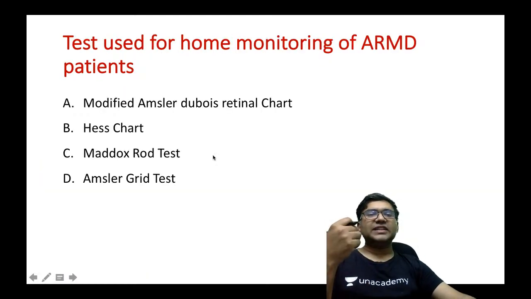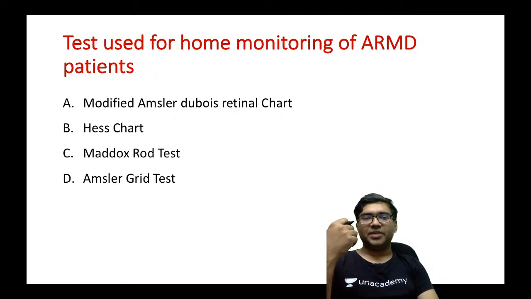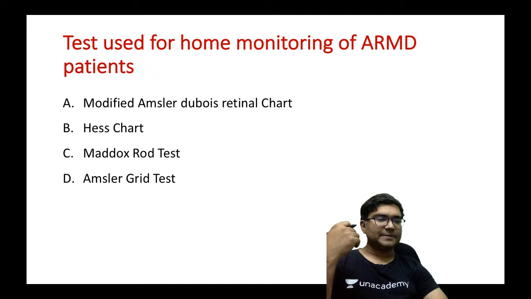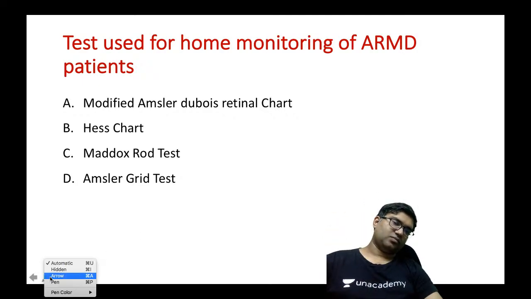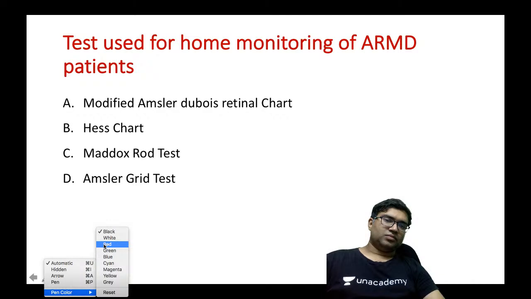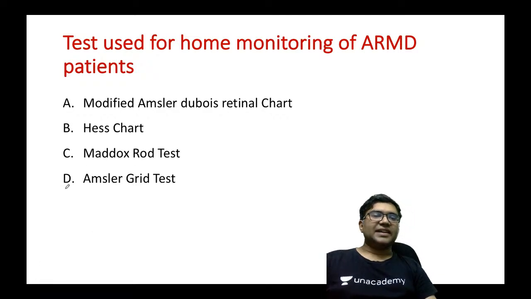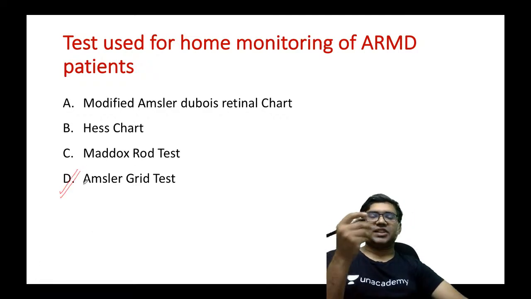So the next question is, what is the test used for home monitoring of ARMD patients? Your options are modified Amsler Dubois retinal chart, Hess chart, Maddox rod test, Amsler grid chart. Try to answer. So the answer here is Amsler grid chart.